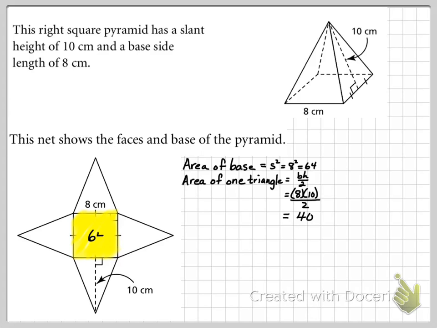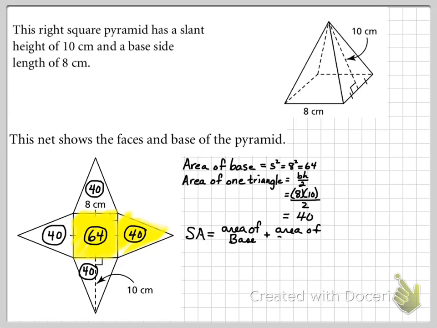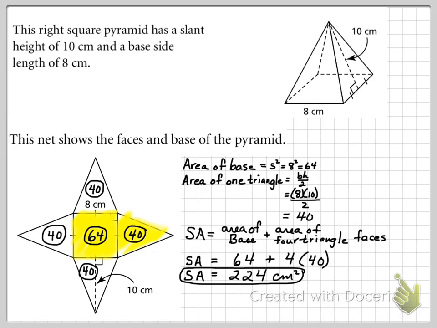So here we go. The base is going to be 64 for an area. Each of the faces is 40. So now we just have to add up those numbers. We can say that the surface area is the area of the base plus the area of the four triangular faces, which is going to be 64 plus 4 times 40, or 224 square centimeters. And that'll give us the entire yellow section all shaded in.